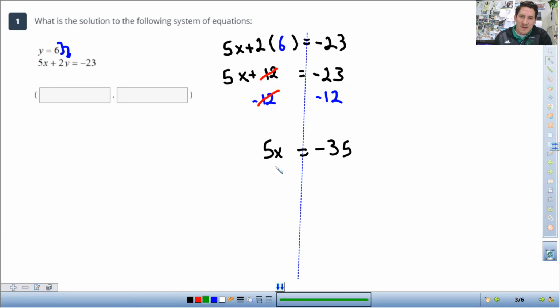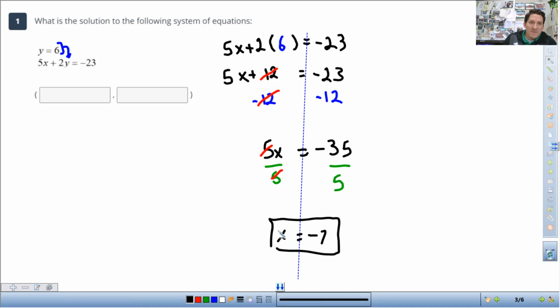Last step, I want to eliminate the 5, so I'm going to divide both sides by 5. So times 5 divided by 5 cancels out. I get x is equal to negative 7. So now I have my two answers. x is negative 7, and then we already found y as 6 as given to us. So write it as an ordered pair. When you get into Edulastic, you're going to put in negative 7 for x, 6 for y. So remember, this is an xy coordinate, right? So x goes first.